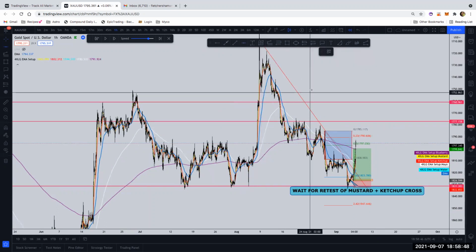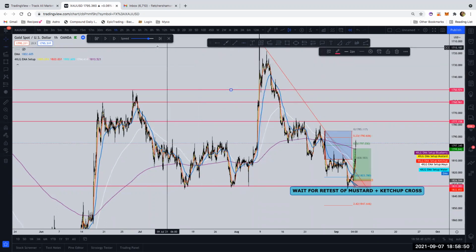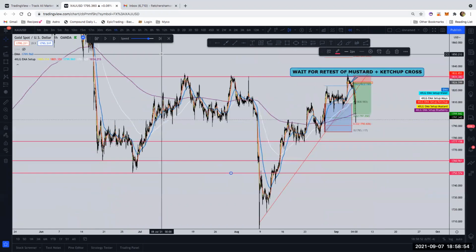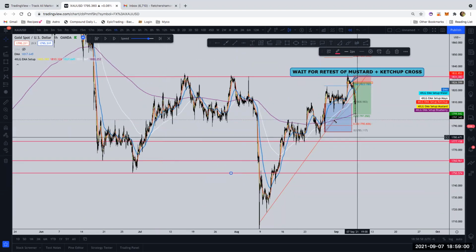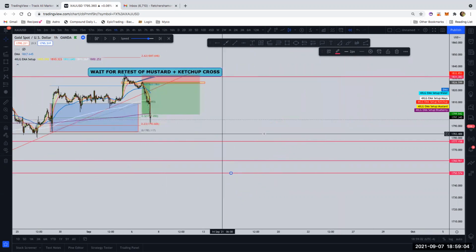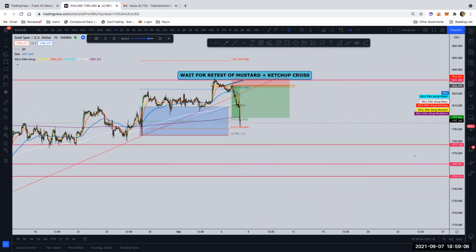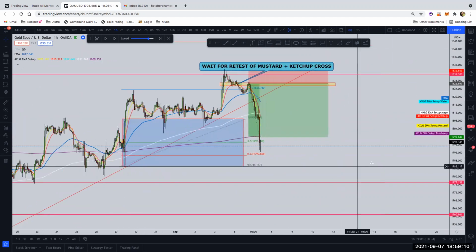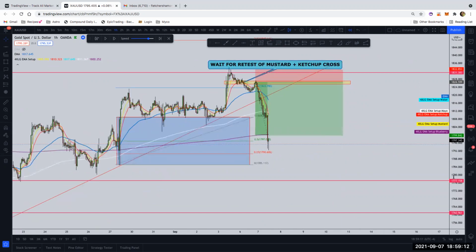Couple places gold could go. Water is the 50 EMA and Mayo is the 200. When they cross, it's a death cross and a golden cross. That's what somebody was asking me a question about. But for those who haven't seen any of the other videos, you're going to be super confused.